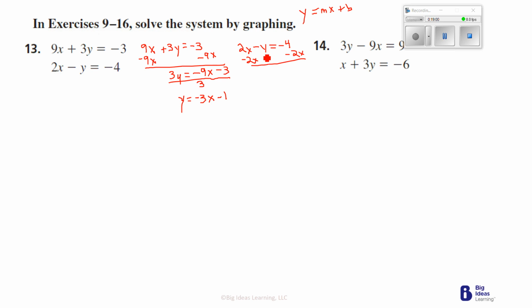This is going to give me a negative y. I really hate that. Negative y equals -2x minus 4. Now this time, I'm going to divide everything by, or I could even multiply everything by -1. Either way. All right. If I do this, this will give me y equals 2x plus 4.